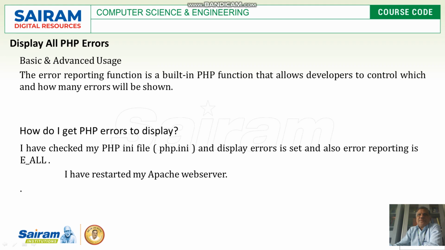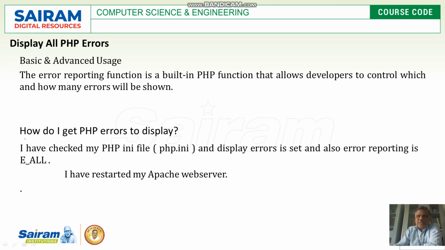Next, to display all errors, you use one particular function, that is E_ALL. The error_reporting function is a built-in function. It is there for the better development of programs, and developers use it.